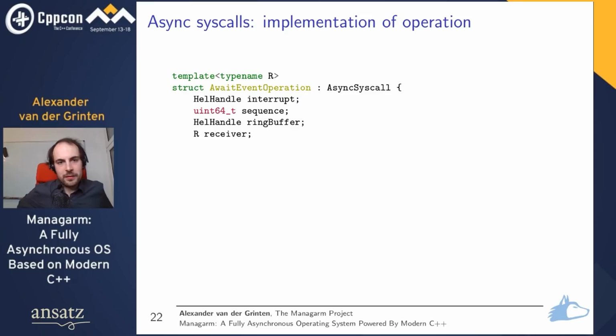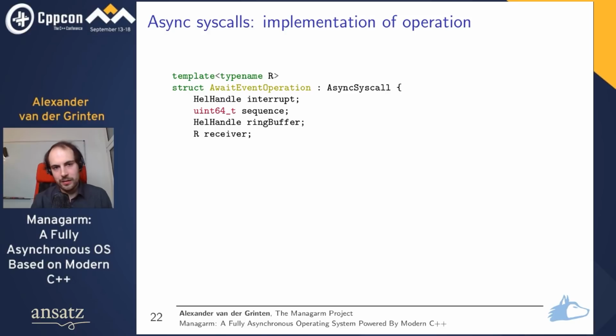Now we want to implement the operation object. First of all, the operation object is templated on the receiver because there's no type erasure here. The receiver is just some concrete object. Our operation inherits from this async syscall class because that's how our ring buffer code will call into this operation when the ring buffer notices a new element.